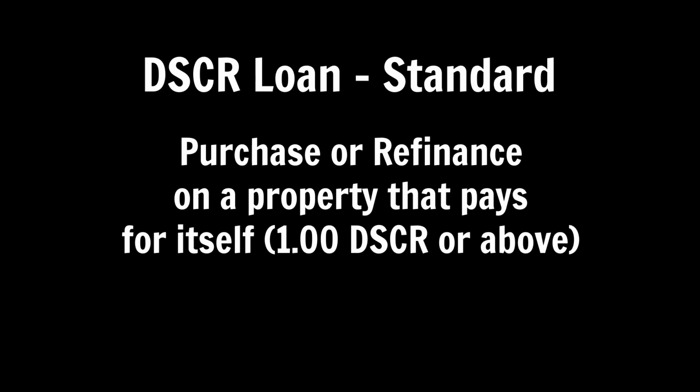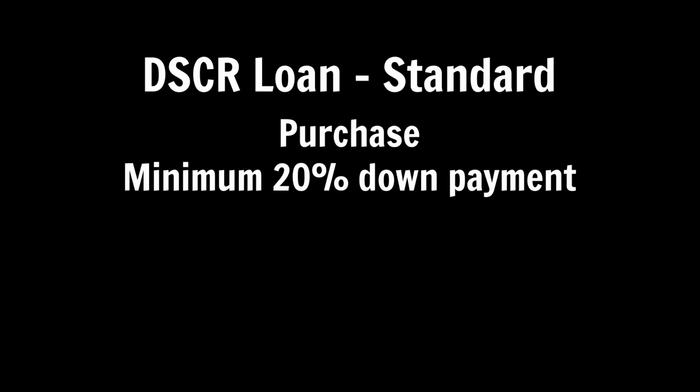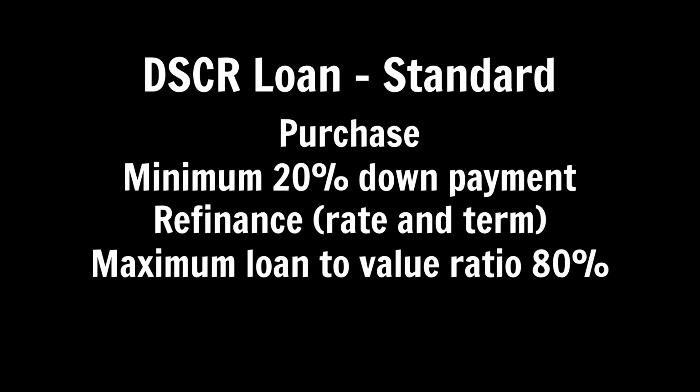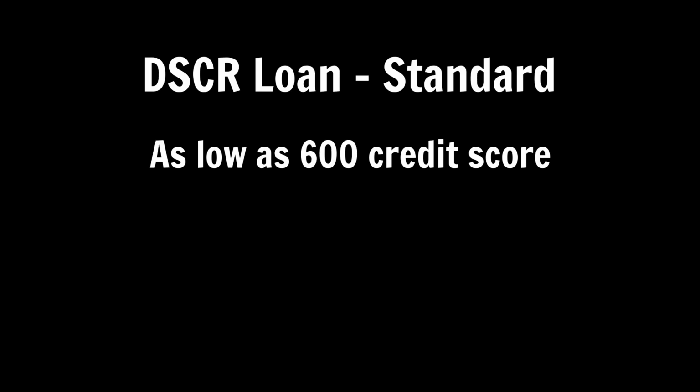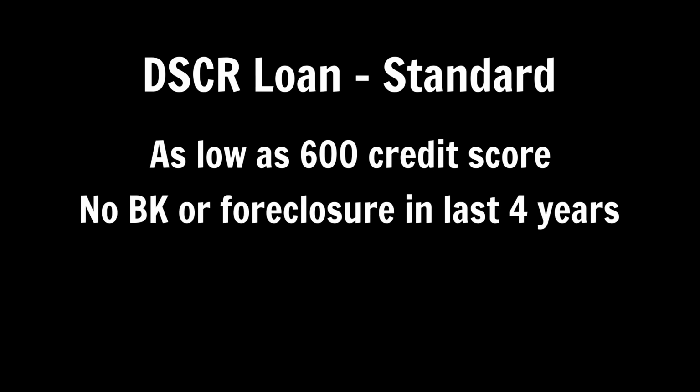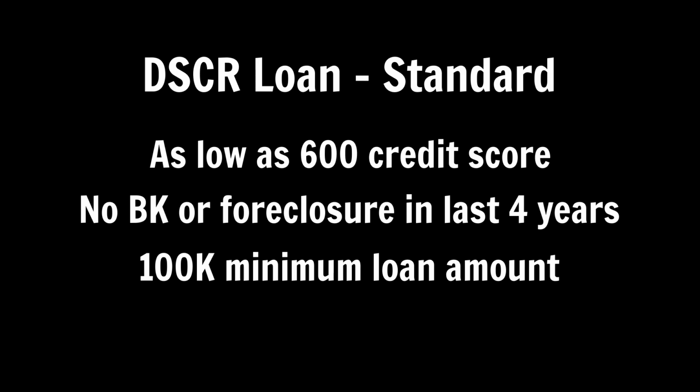DSCR Loan Program Standard. The standard product would apply if you're purchasing an investment property or refinancing a rental that can show the fair market rent or current rent can cover the mortgage payment, including taxes and insurance, like having a DSCR of 1 or above. For a purchase, you're looking at minimum down payment is 20%. For a refinance, maximum loan to value ratio is 80%. On a cash out refinance, maximum loan to value ratio is 75%, and you must have owned the property for at least 12 months. You can go as low as 600 on a credit score. You can't have any bankruptcies or foreclosures in the last 4 years. Minimum loan amount on these is $100,000.